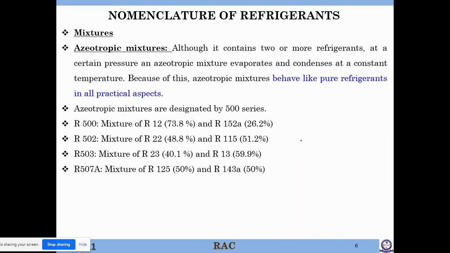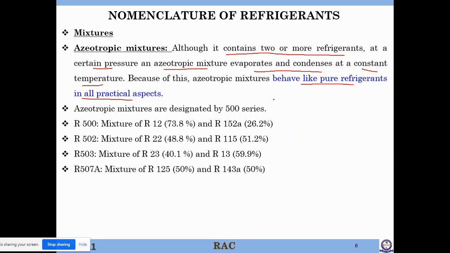Now for mixtures, which are a mixture of two or more refrigerants, they can be considered as azeotropic or zeotropic mixtures. What are azeotropic mixtures? Azeotropic mixtures contain two or more refrigerants at a certain pressure. An azeotropic mixture evaporates and condenses at a constant temperature. There is no variation in temperature during evaporation and condensation of the mixture. Because of this, azeotropic mixtures behave like pure refrigerants in all practical aspects.